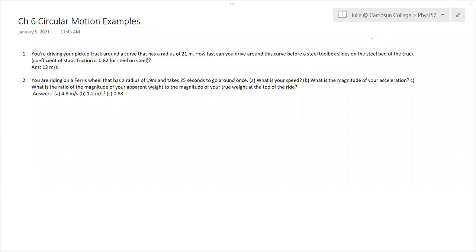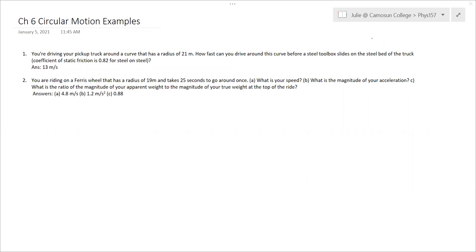This video will help you with your Chapter 6 Circular Motion assignment on Mastering Physics. So the first question talks about a pickup truck driving around a curve on flat road, we assume. And in the back of the pickup is a steel toolbox that is obviously resting on the steel bed of the truck, where the coefficient of static friction is 0.82.